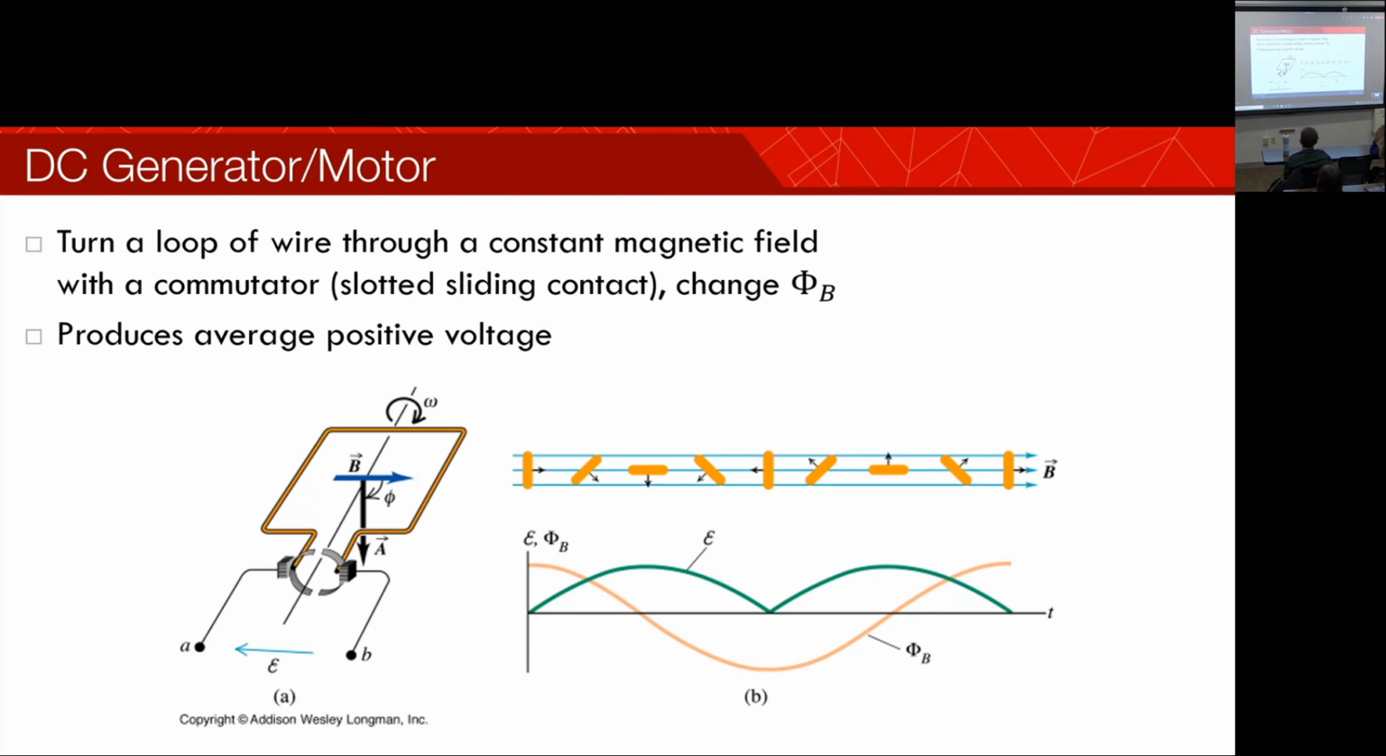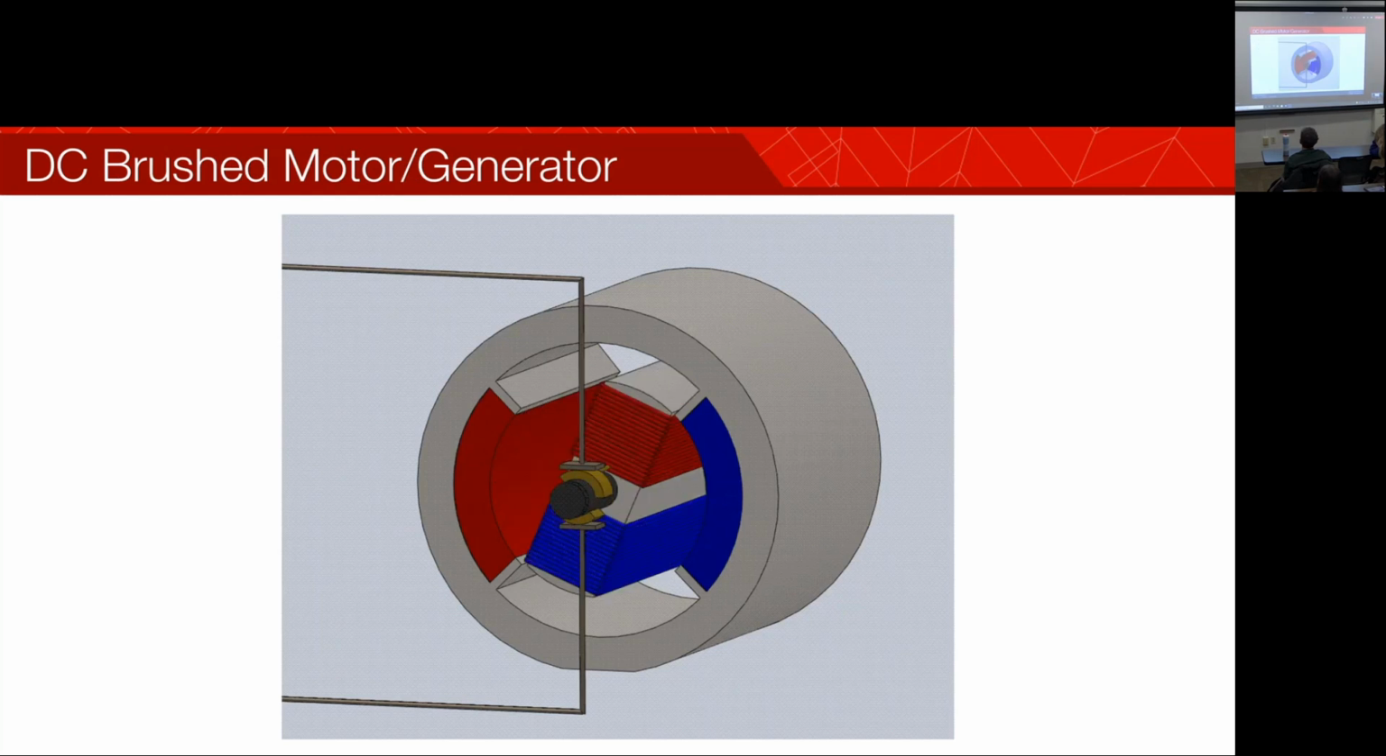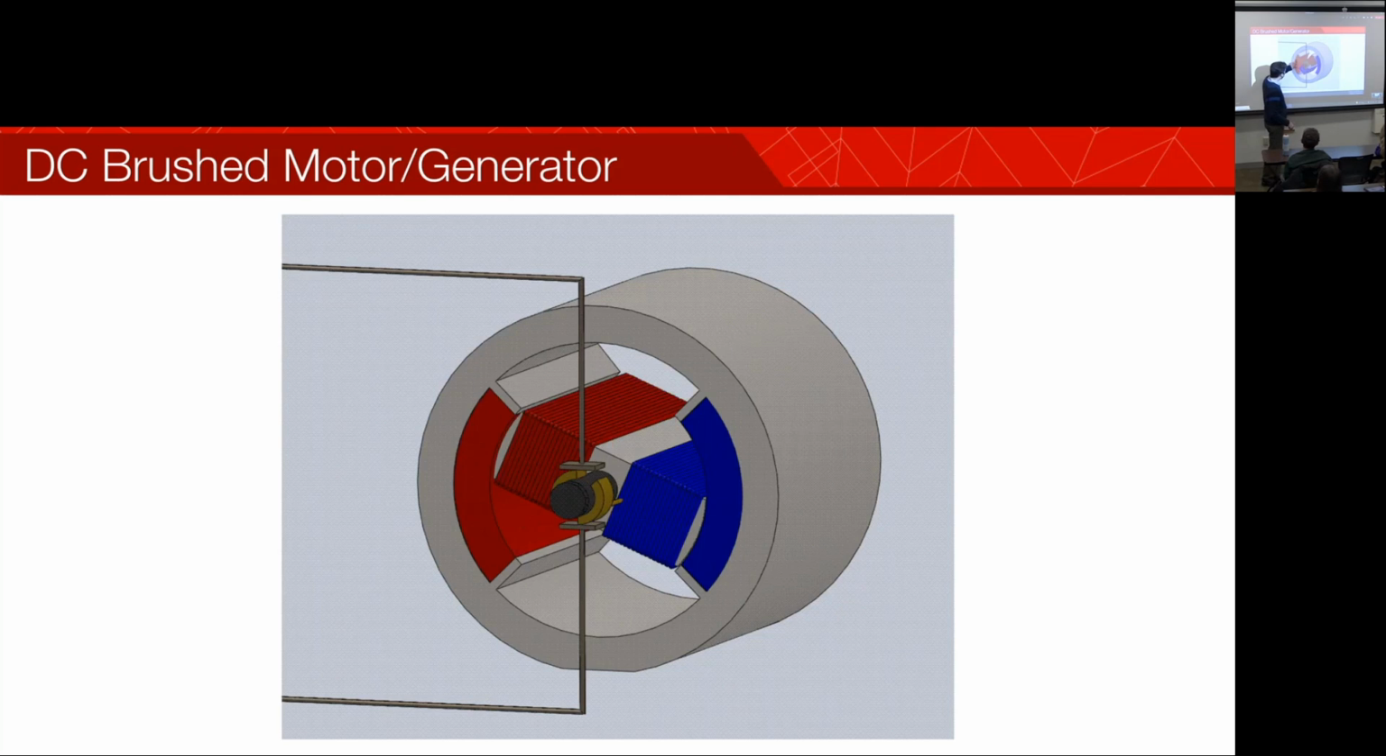And so what does this look like a little bit more physically? We have permanent magnets on the outside and a rotating coil on the inside, and we can see our shoes moving around, and then these are our brushes, which jump on the opposite sides of those.